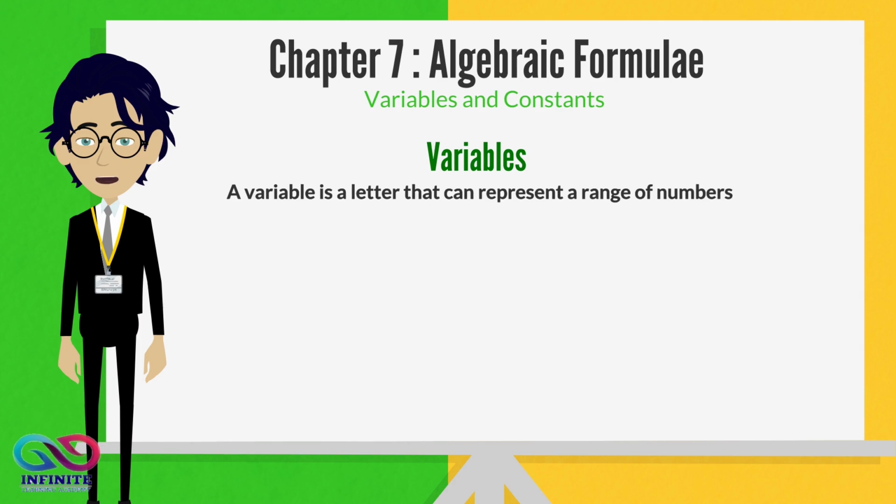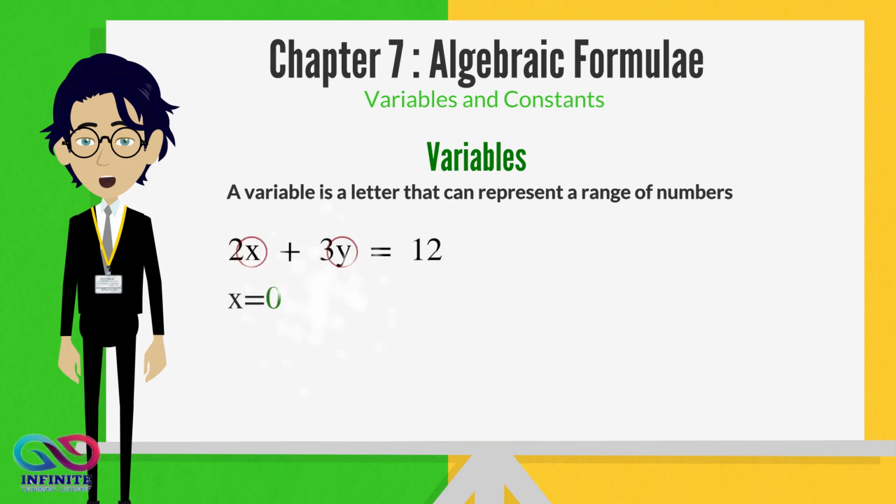Let's look at an example where variables take place. Let's take the equation 2x + 3y = 12 as an example. The variables in this equation are x and y. x and y are the variables because their values vary over a range of numbers.